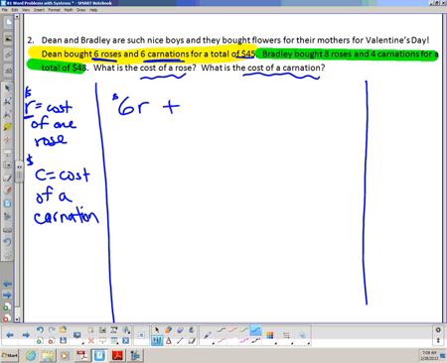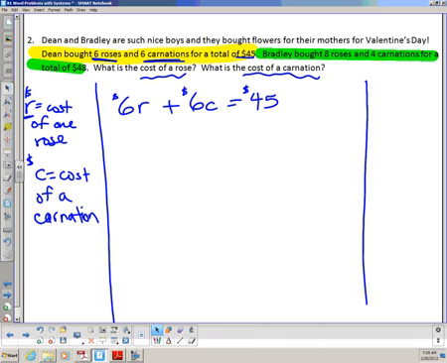Plus, similarly, we're going to do 6 times C, which is also in dollars, and that equals 45, which is also in dollars. Dollars plus dollars makes dollars. All right? This isn't about the number of roses. It's about the cost of each rose.